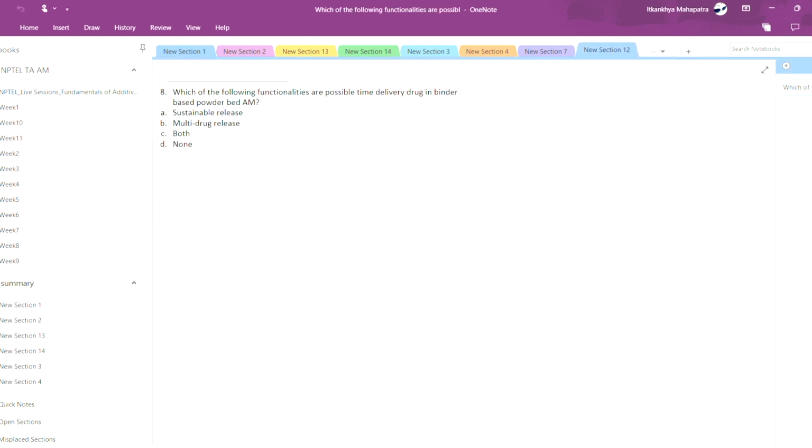Which of the following functionalities are possible for time delivery drug in binder based powder bed additive manufacturing process? So multi drug release we just discussed. It can be done in binder based powder bed AM methods.